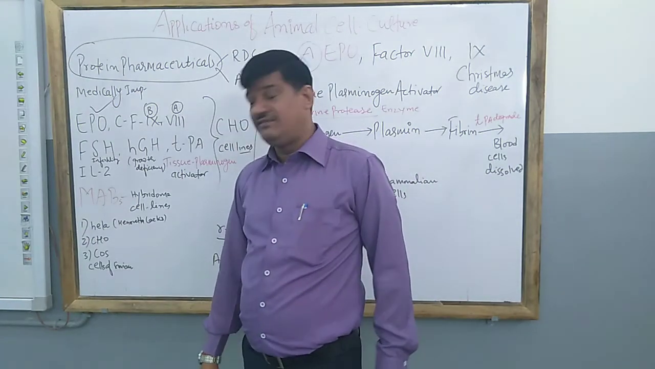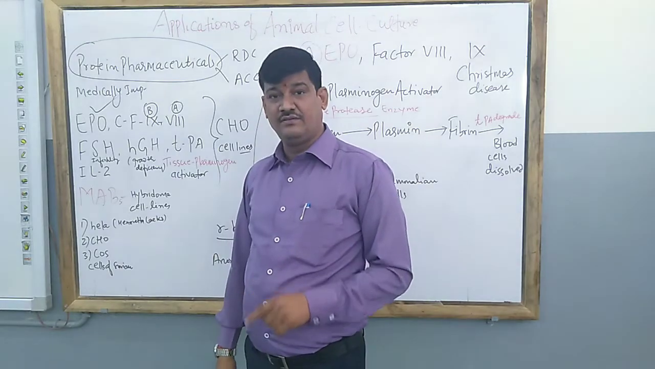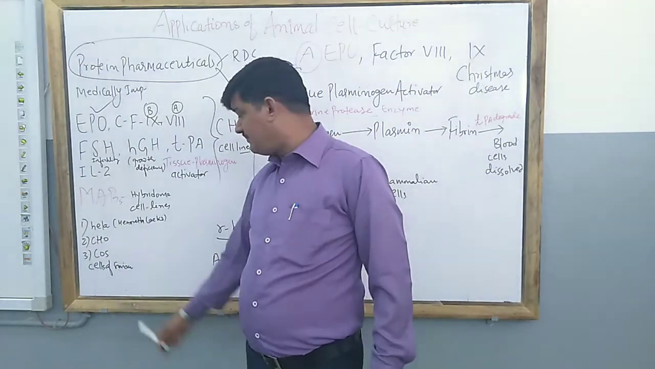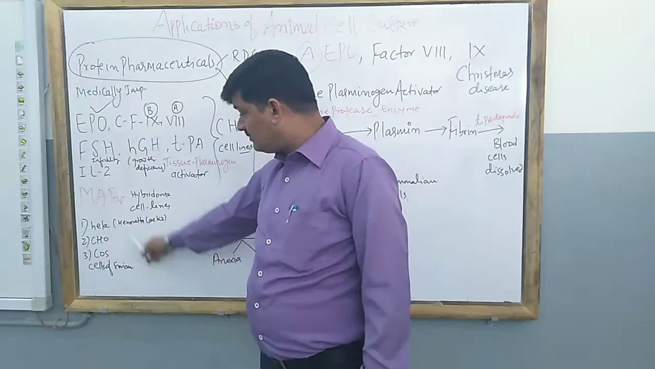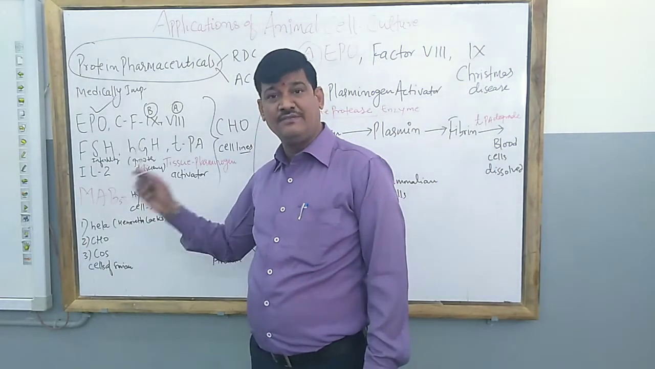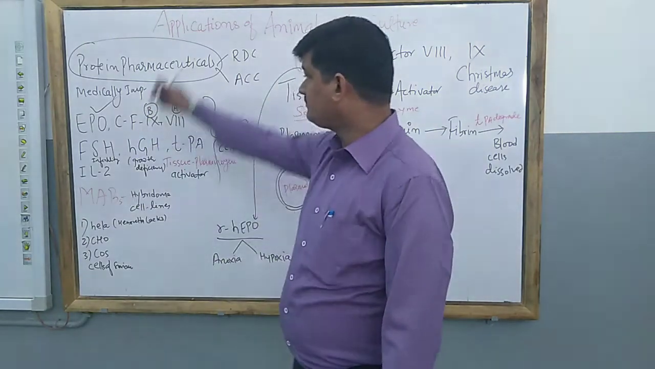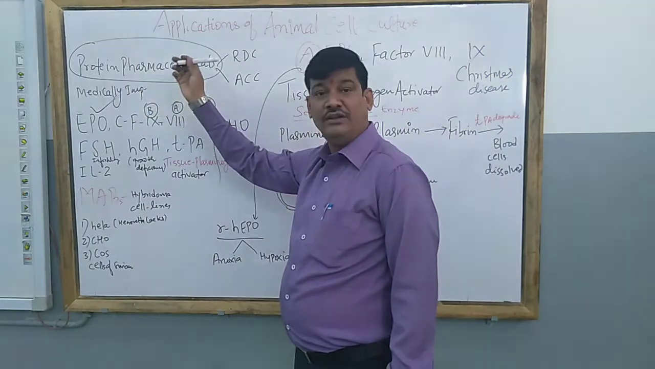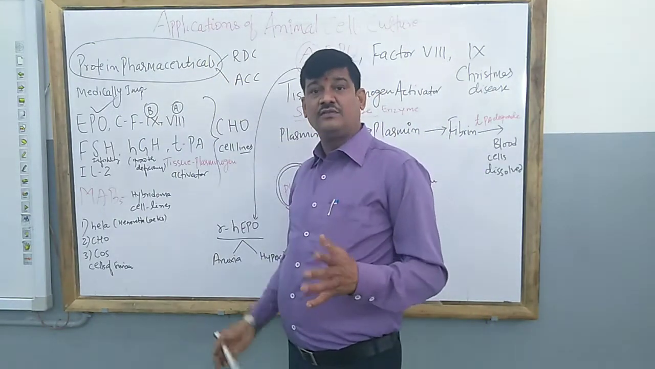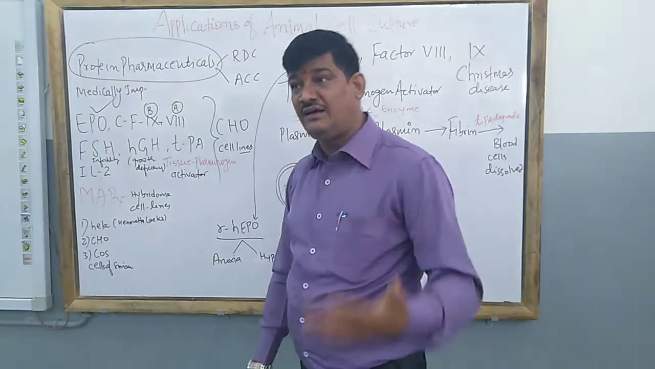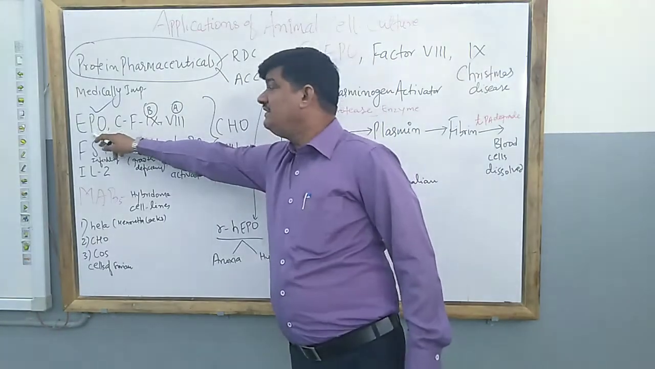Then COS cell lines. COS stands for CV-1 origin, SV40, cells of simian virus. It is taken from the monkey and it is a fibroblast type of cell. These three cell lines we are basically using for the production of these protein pharmaceuticals. And what are the various drugs and medicinal importance of animal cell culture? Firstly, EPO.